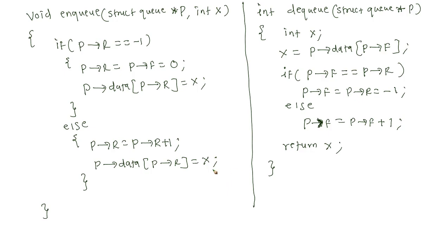And now let's see the last function, which is the print function. Void print. And to this print also we have passed the queue. That's why we need a pointer here: struct queue star P. The address of the queue is stored in this pointer.